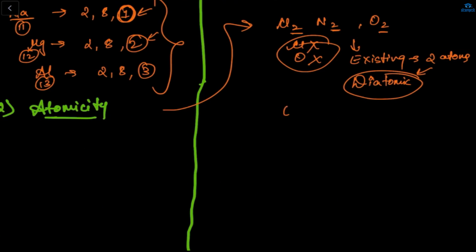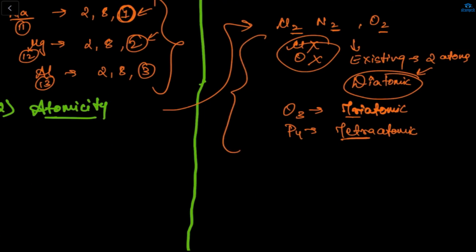And what about ozone? Ozone is O3, so it will be triatomic. And phosphorus is P4, so it will be tetraatomic. Tetra means 4, tri means 3. So the atomicity of non-metals is always more than 1. It means it is polyatomic. Poly means more than 1.